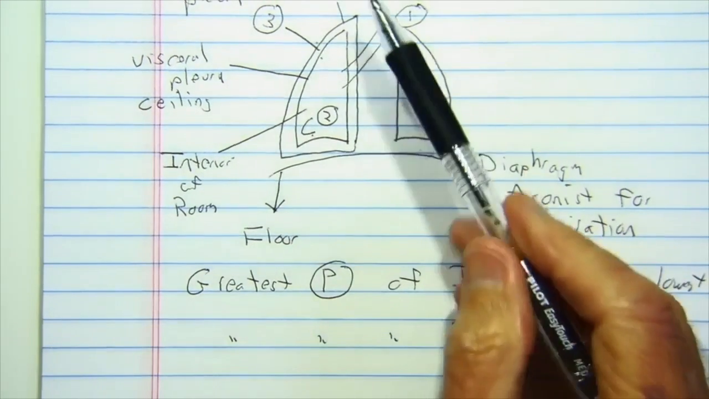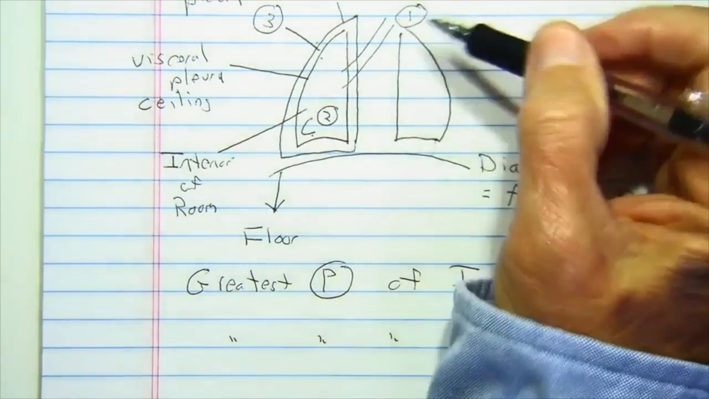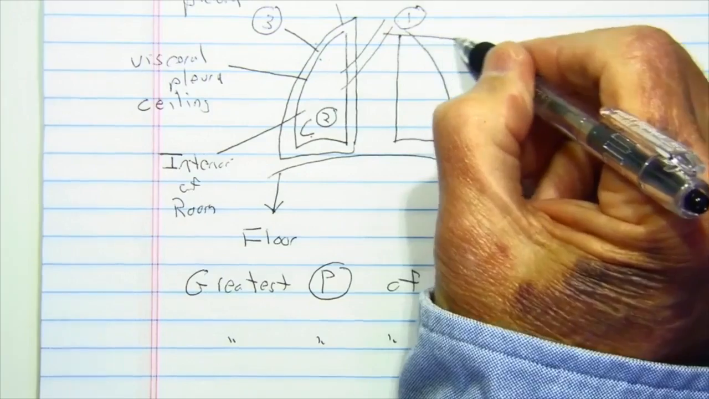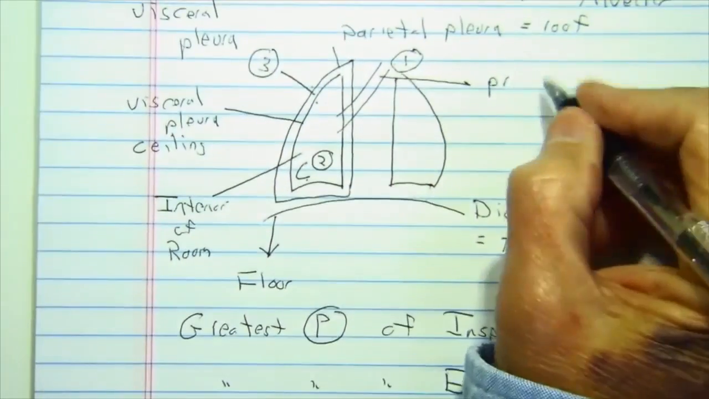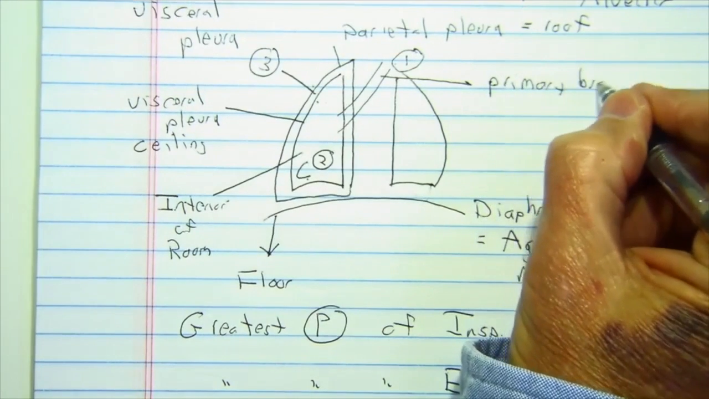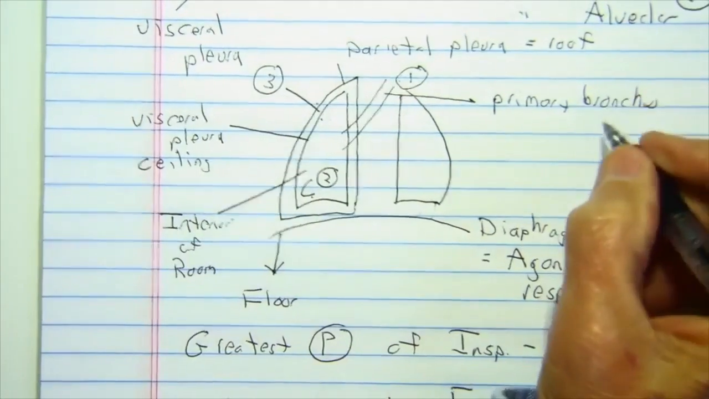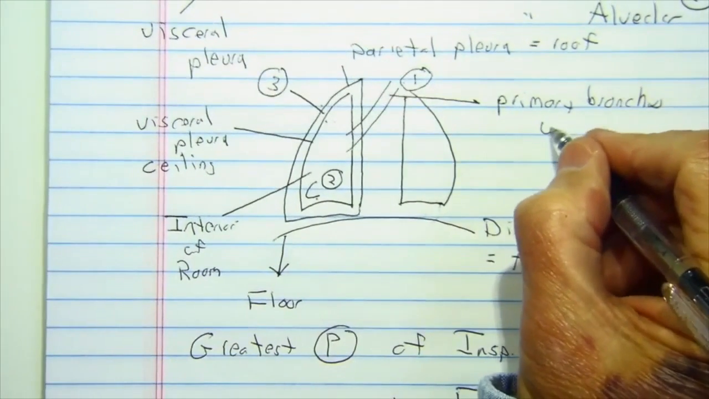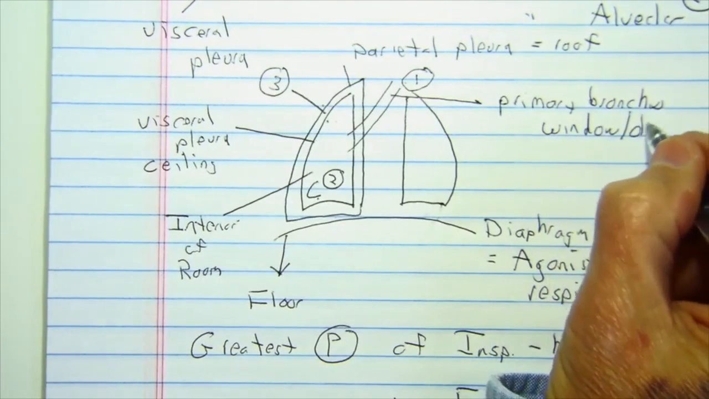If I want air to come into the window of that room. So this bronchus up here coming in, that we've already called in the little diagram above the primary bronchus, that pressure coming in that room, just think of it as being the window or the door to that room.